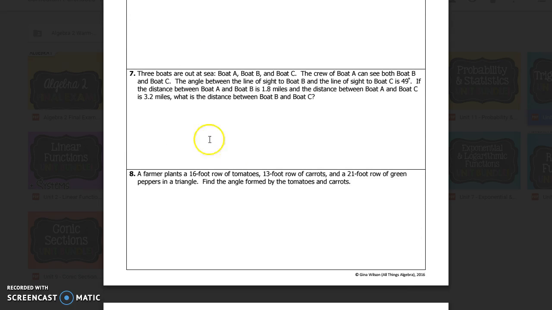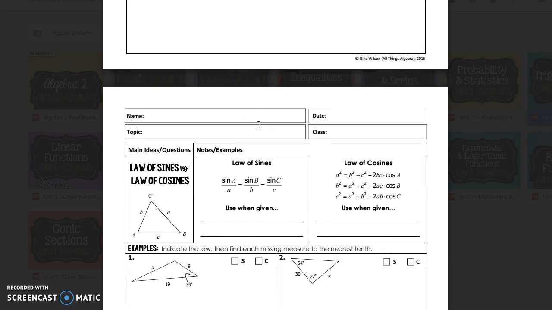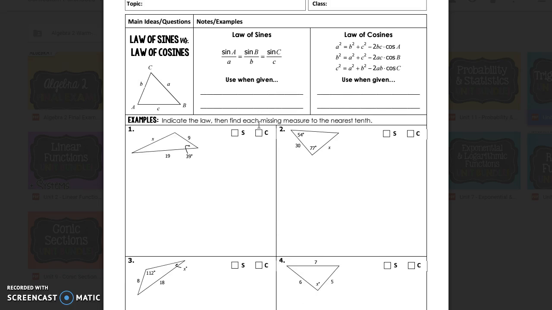A few more application problems. And then the last thing here is a comparison between the law of sines and the law of cosines. It is important for students to be able to understand when they're using law of sines, when they're using law of cosines. And that's certainly a struggle that a lot of students have.